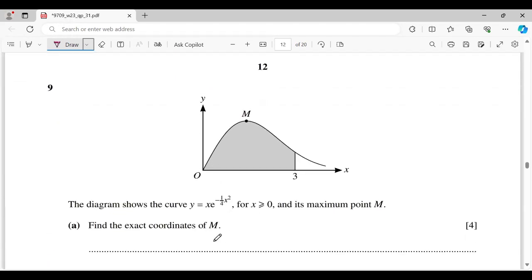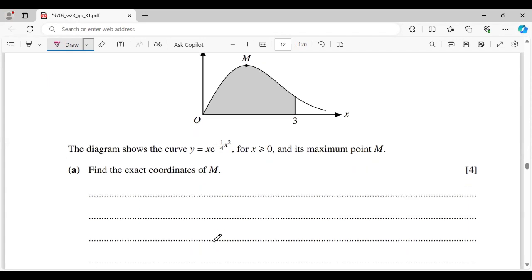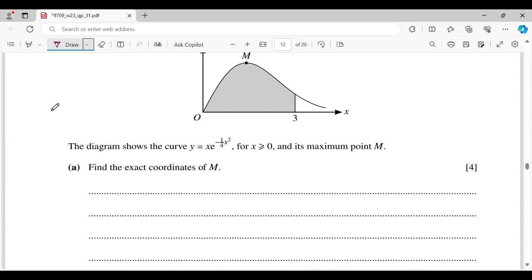Number 9. The diagram shows the curve y equals x e power minus 1 over 4 x squared for x greater than or equal to 0 and its maximum point M. Find the exact coordinates of M. Right. So y equals x e power minus 1 over 4 x squared.